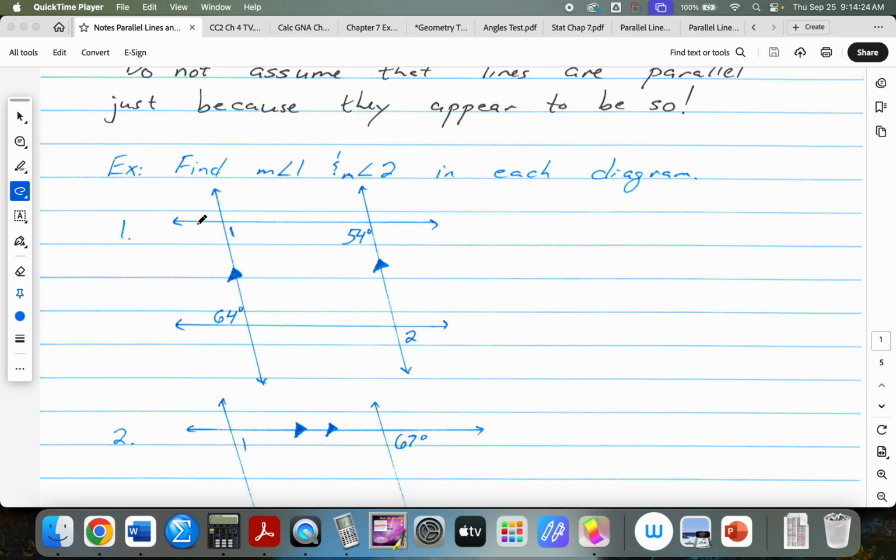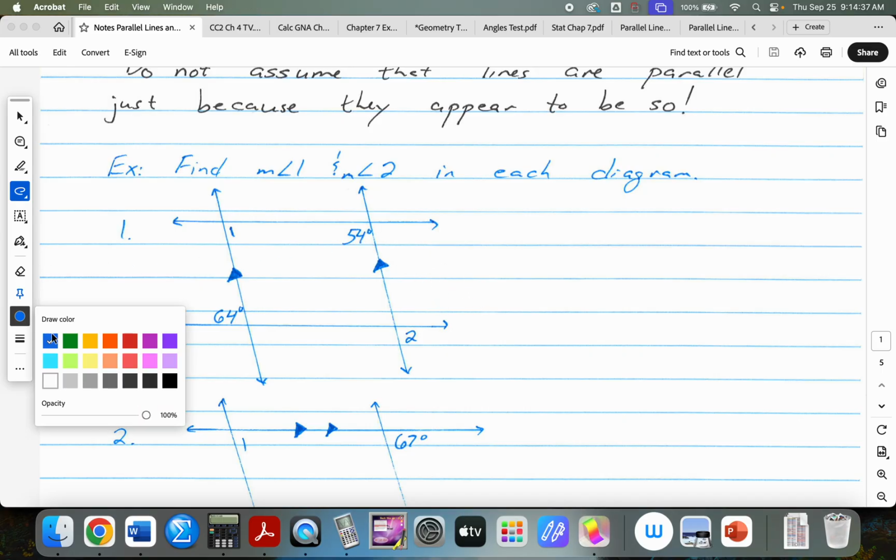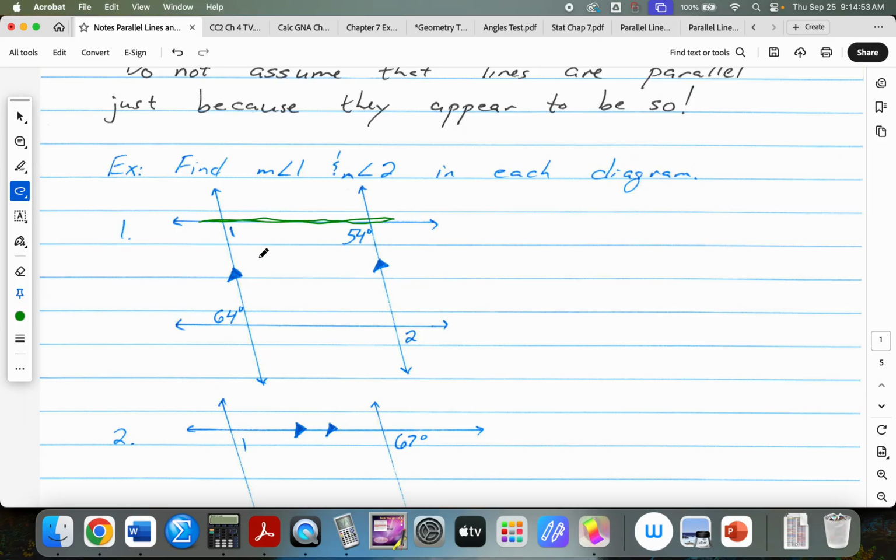It appears that these two lines are actually horizontal and that they are parallel, but we don't know that for sure. So because of that, there's no relationship between the 54-degree angle and this angle number 2. Okay? Instead, the 54 is related to the angle at 1. You always want to be working across the parallel lines.